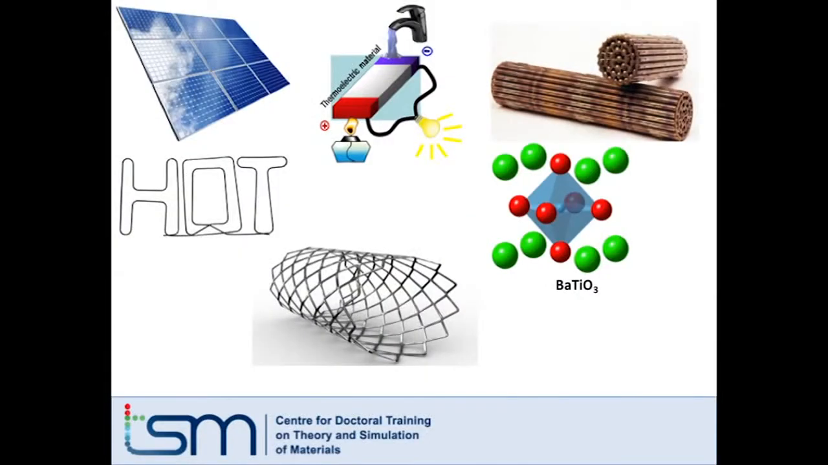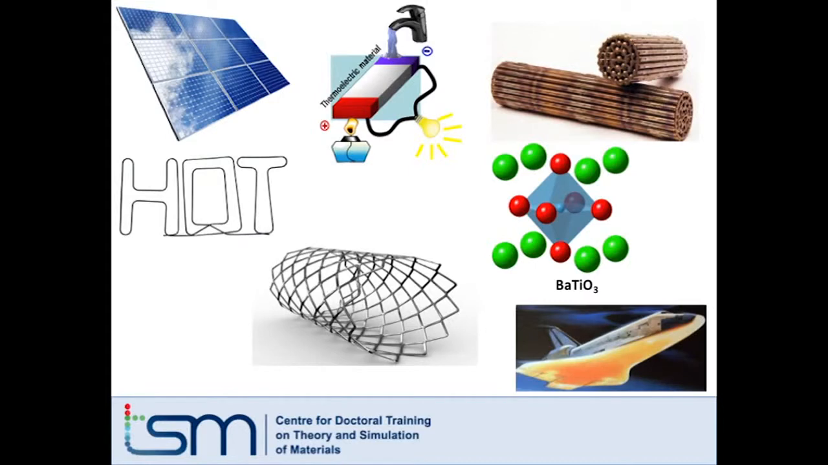We've got radiation-tolerant materials. These are materials that stay structurally stable even in the harsh reactor environment inside nuclear reactors. We've got ferroelectric materials that can be used for data storage. And finally, we've got temperature-resistant materials that have enabled us to go to the moon and back in one piece.